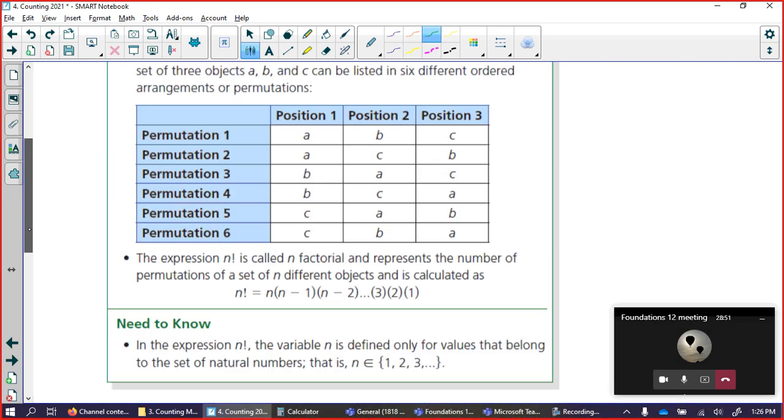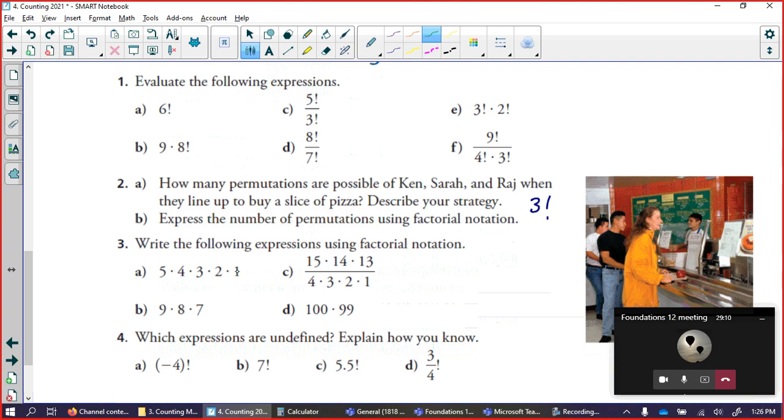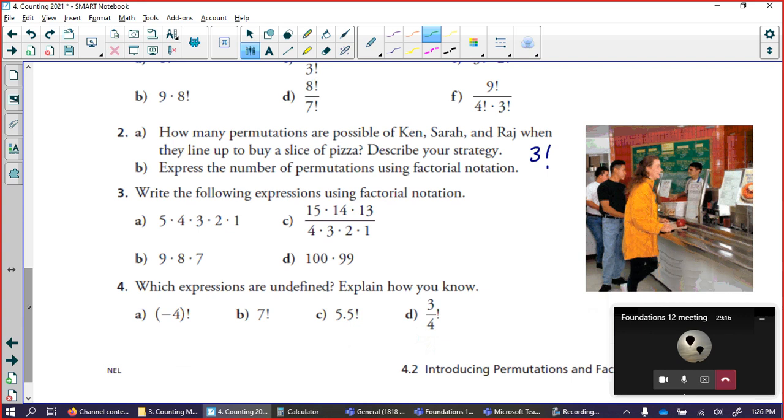Let's see. One, I would just write as a string. Well, that one you can write as a string. That type of question is a test question. That one's fun, but write them out as a string of numbers. Number one, that's what we just did. Write it as a string of factorials. Which expression is undefined? There's more than one.